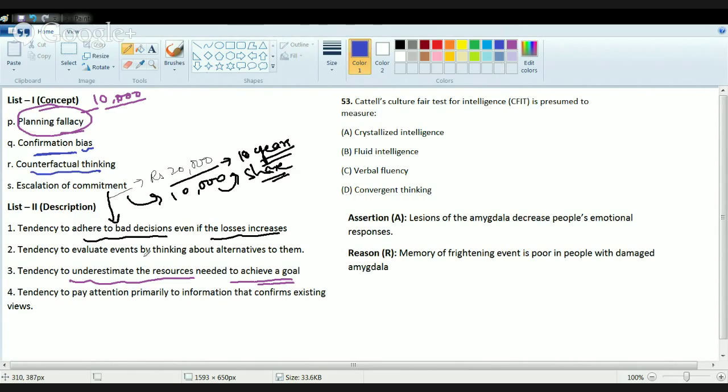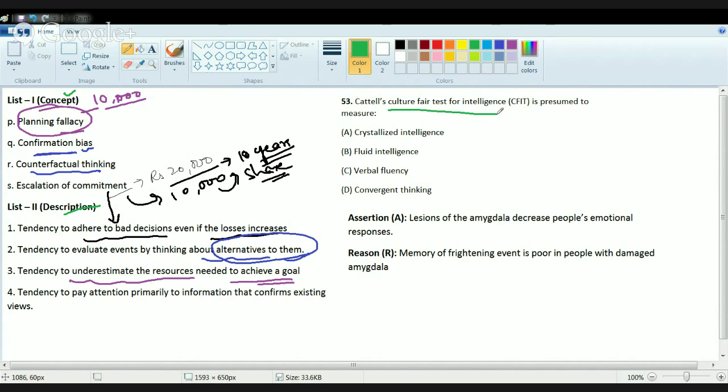Finally is counterfactual thinking. In counterfactual thinking, I try to evaluate events by thinking about the alternatives. So I'm looking at what else can be done. Okay, here is the problem. I should do this, I should do this. So I'm trying to look at as many alternatives as possible. So here is where we can understand the various concepts and descriptions.